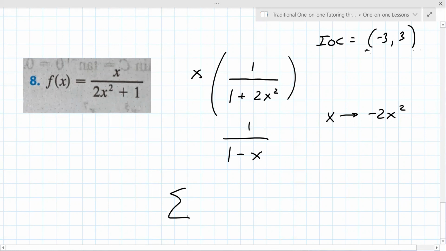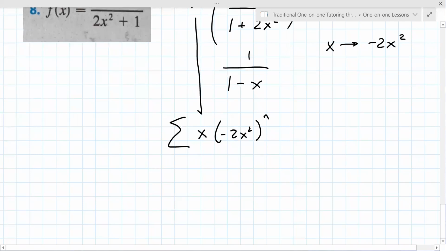So it's sigma, and you can't put x's on the outside, so the x has to actually come in here. Minus 2x squared to the n, that's the x to the n part. Now it's a matter of simplifying this. You almost always write the -1 as -1 to the n. Then you have a 2 to the n, and an x to the 2n, but then you have an x to the 1 here, so it becomes x to the 2n plus 1.